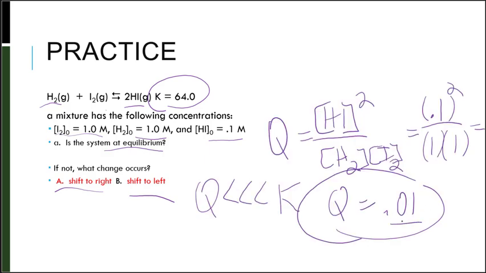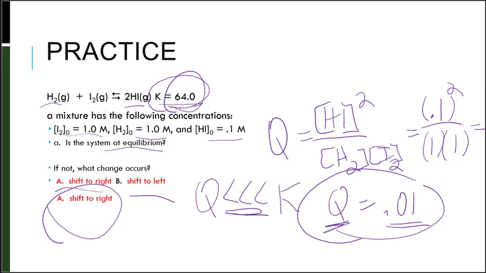When I did the math, I got Q is 0.01, which is way less than 64. Therefore, we are not at equilibrium, and we need to increase that value of Q to get it closer to that K value at equilibrium. In order to get a greater number, we need to shift to the right. We need a greater concentration of my products and a smaller concentration of my reactants.